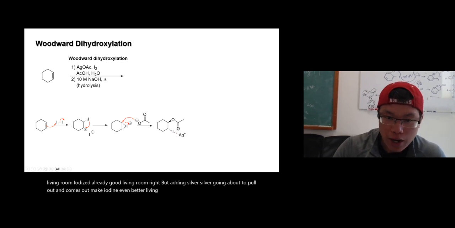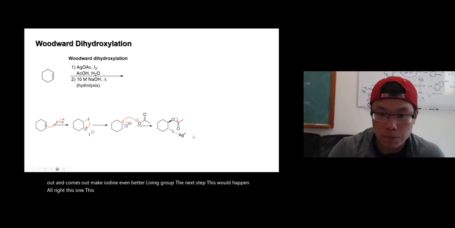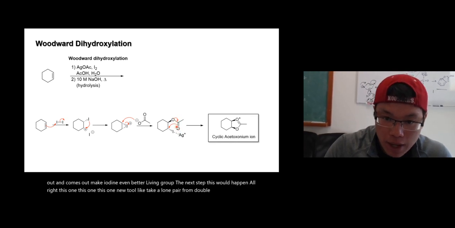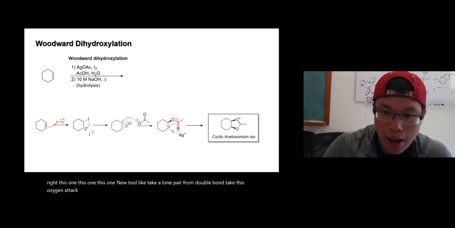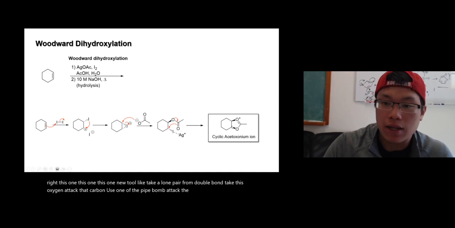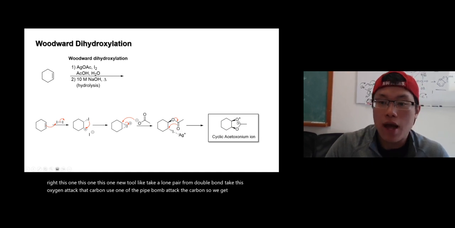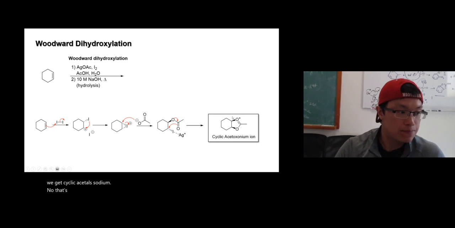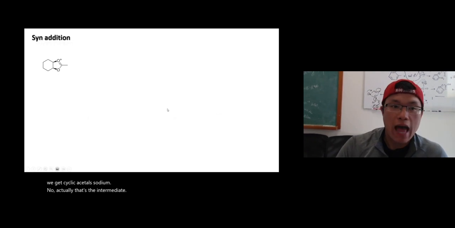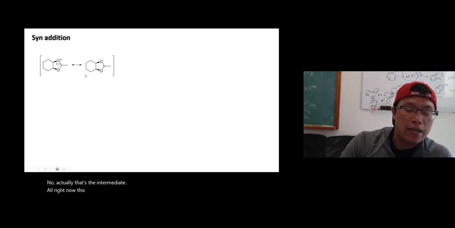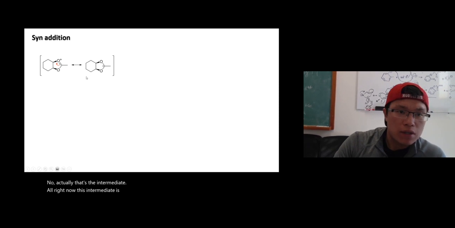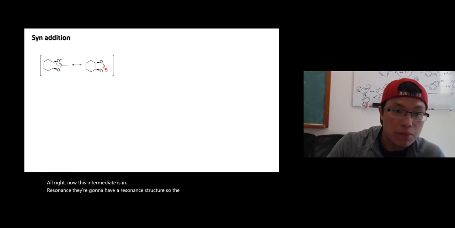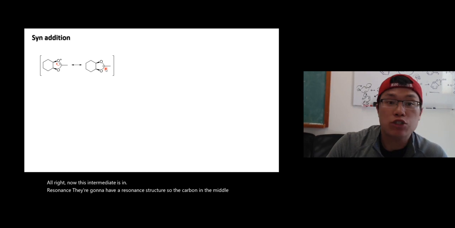The next step, this is what happened. All right, this one is new. Take a look. Take a lone pair from the double bond. Take this oxygen, attack that carbon. Use one of the pi bond, attack the carbon. So we get cyclic acetoxonium ion. All right, so that's the intermediate. Now this intermediate is in resonance. Okay, have a resonance structure. So the carbon in the middle, that's the electrophilic.